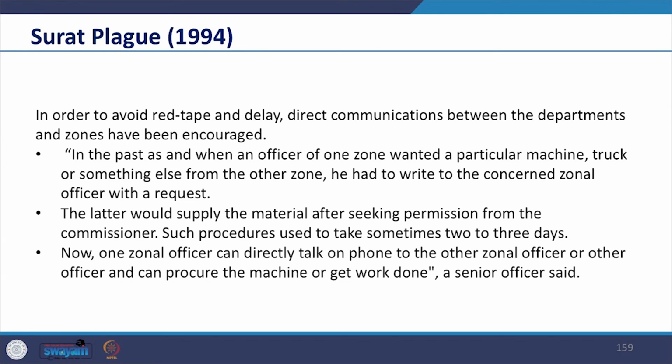In the past, as and when an officer of one zone wanted a particular machine, truck or something else from the other zone, he had to write to the concerned zonal officer with a request. The latter would supply the material and so on, so it used to take time. Now, one zonal officer can directly talk on phone to another zonal officer or other officer and can procure the machine or get work done at the earliest. The commissioner advised that orders demanded on the telephone should be executed without delay.